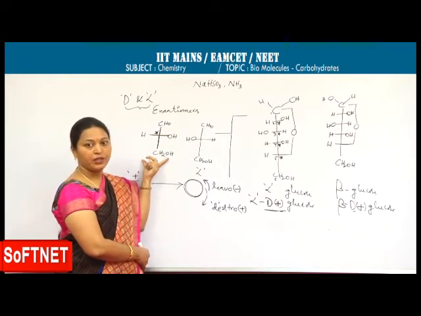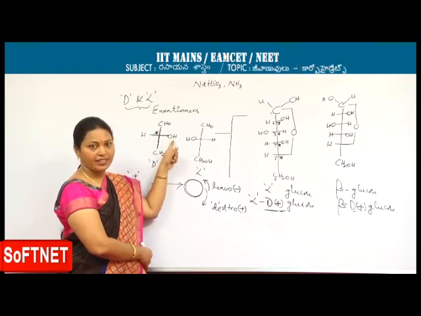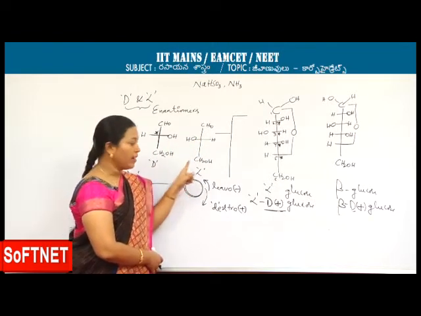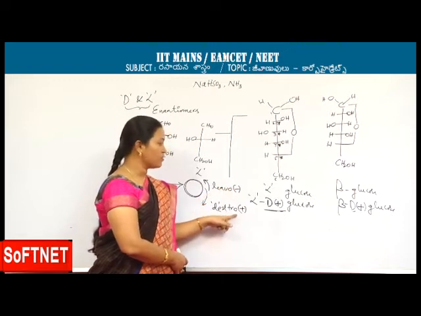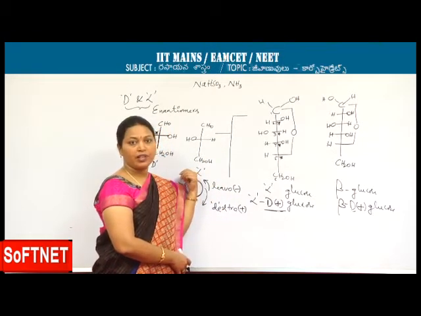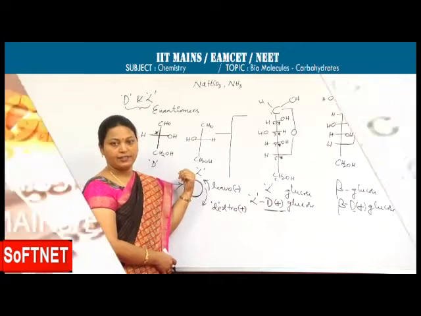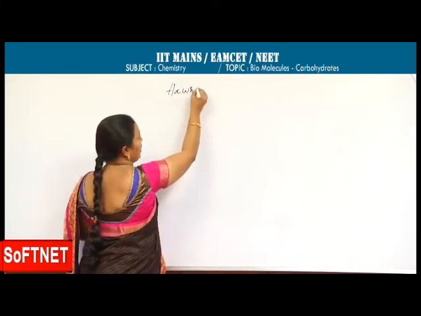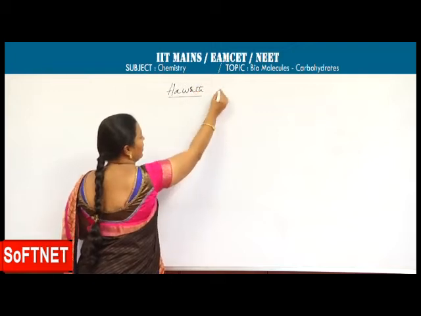Glyceraldehyde is the reference molecule. Here the asymmetric carbon with OH on the right side is the D form, and with OH on the left side is the L form. And how can you say this? Dextro and levo mean the ability to rotate plane polarized light or monochromatic light. Scientist Haworth proposed pyranose structures for these alpha and beta forms.